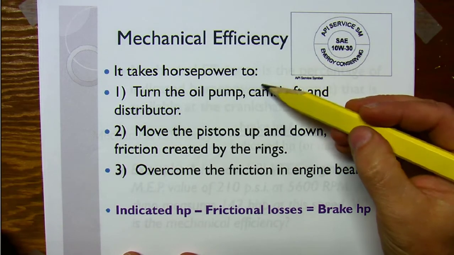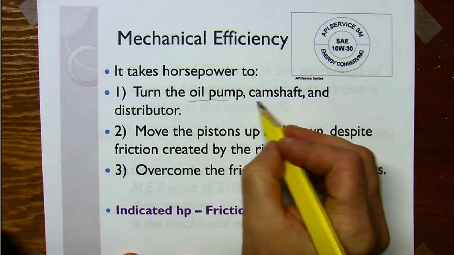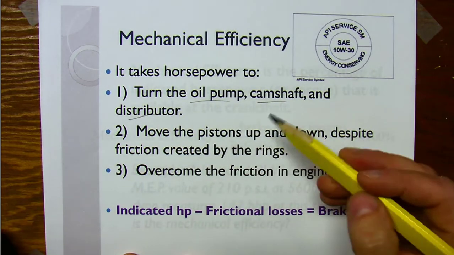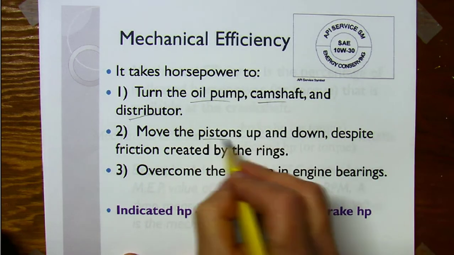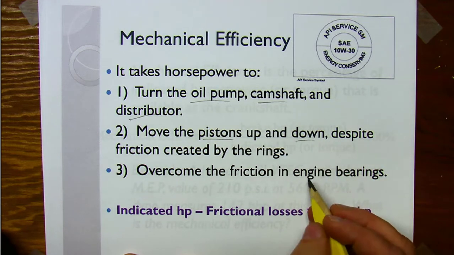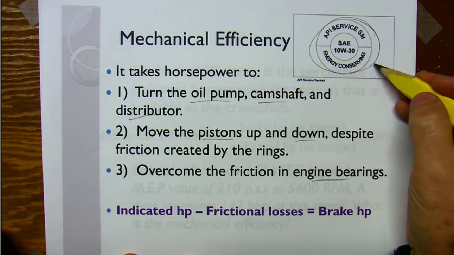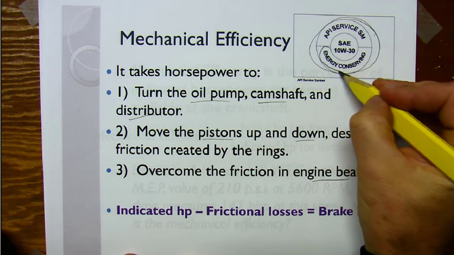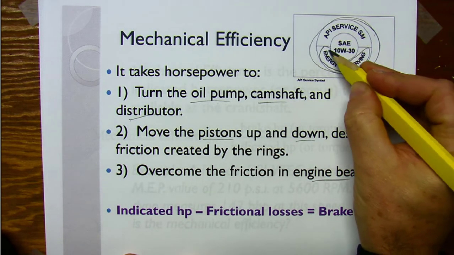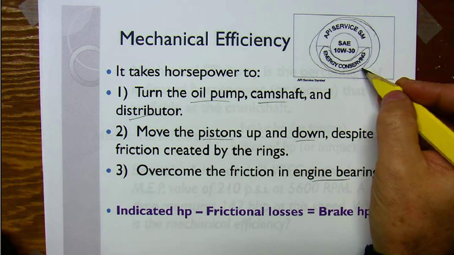It takes power, horsepower or torque, both. It takes power to turn the oil pump, to turn the camshaft, to turn the distributor, if there is one. It takes a lot of power to move the pistons up and down. There's a lot of friction in those rings. And there's engine bearings, right? Even the kind of motor oil you use, heavier motor oil uses more power. That's why the only oils that are branded as energy conserving are lighter weight oils like 10W30 or however. You won't see energy conserving on 10W40 oil. It's thicker. It uses more power just to pump the oil.